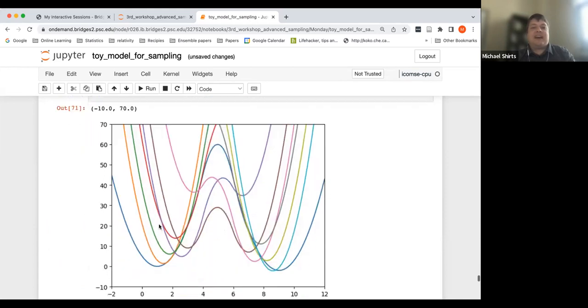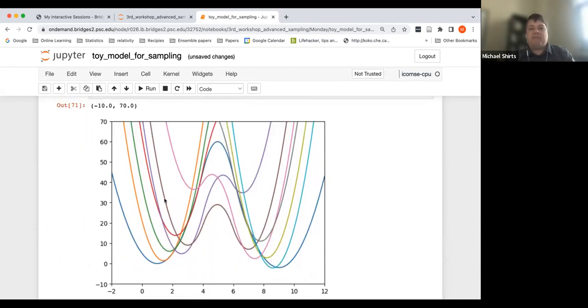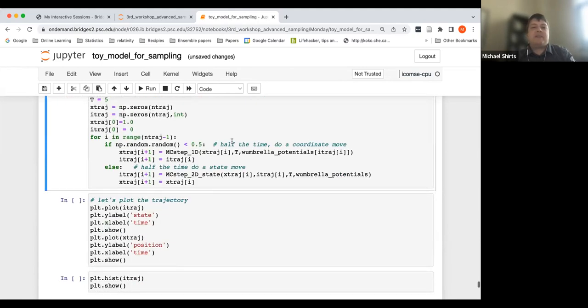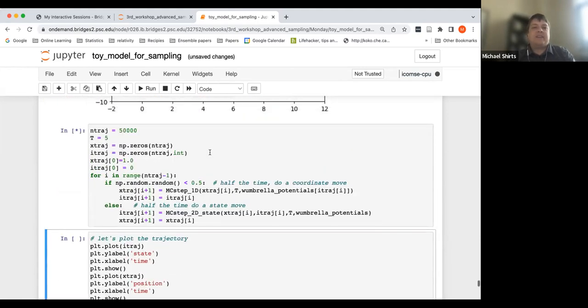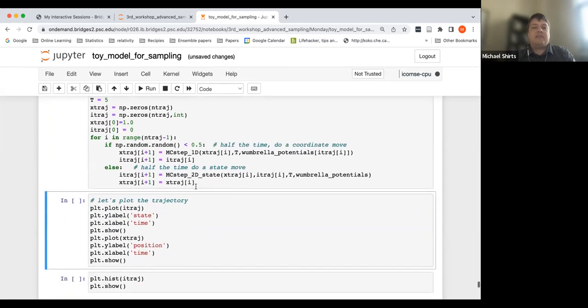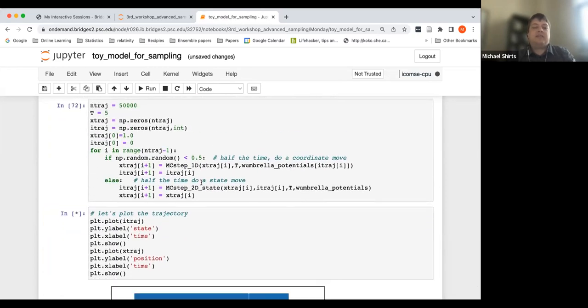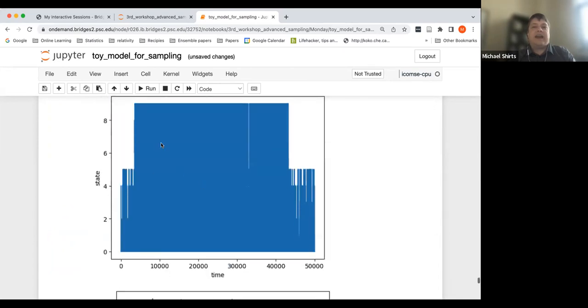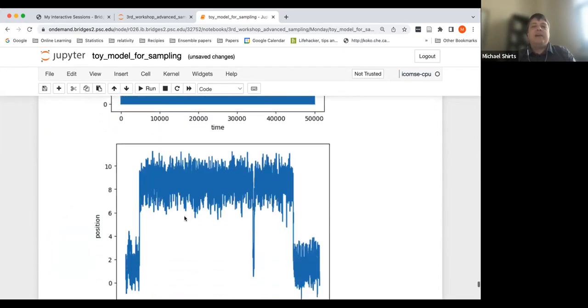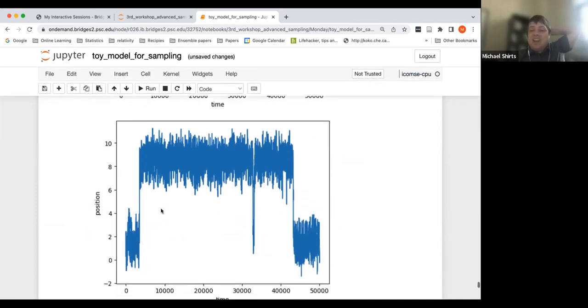And what do these look like now? Oh, they're not perfect, but they're more all the same energy. So now we can run the weighted umbrellas and plot the trajectory. Okay, it's making it all the way up and down. Now, it's not doing it as much as we'd like. We'd have to run really long. But what could we do to improve this?